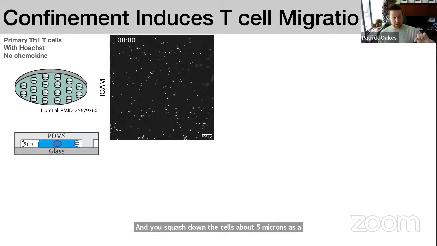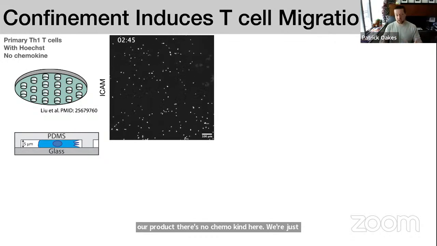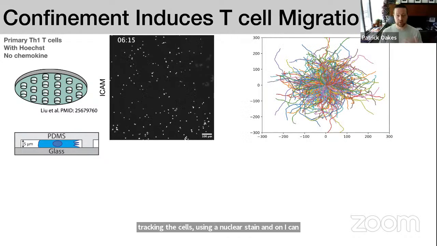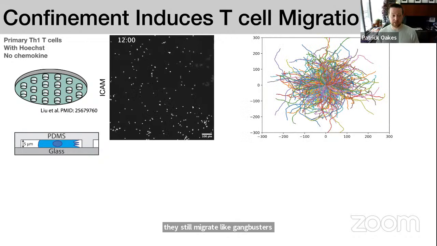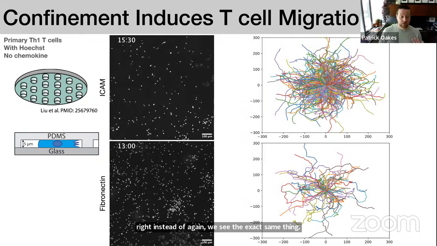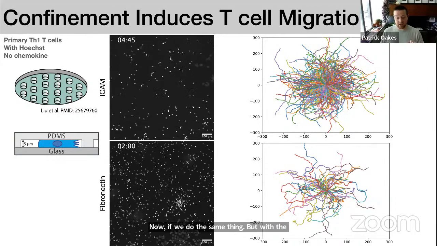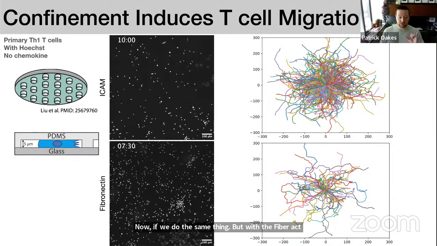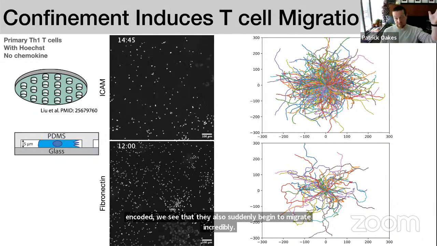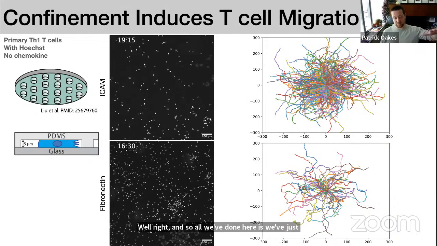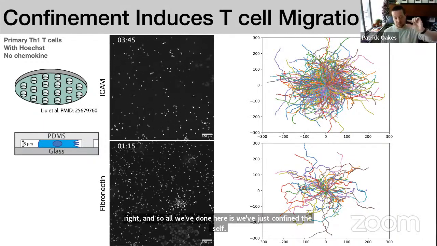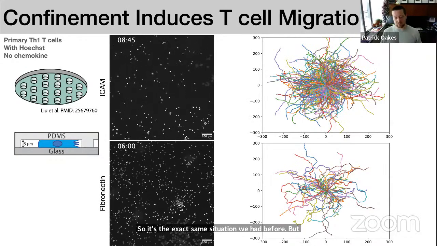So again, we have our primary TH1s. There's no chemokine here. We're just tracking the cells using a nuclear stain. And on ICAM, they still migrate like gangbusters, right? And so again, we see the exact same thing we saw before, tons of migration. Now, if we do the same thing, but with a fibronectin coating, we see that they also suddenly begin to migrate incredibly well, right? And so all we've done here is just confine the cells. So it's the exact same situation we had before, but we've now put them in a surface that keeps them within 5 microns of the cell.